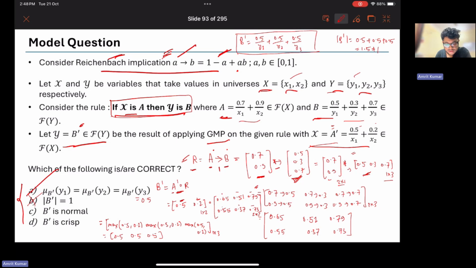So B is incorrect. Is B dash normal? Of course not, because it does not attain the membership value 1. And is B dash crisp? It's definitely not crisp because all the membership values strictly lie between 0 and 1. And for a fuzzy set to be a crisp set, the membership values that it attains should either be 0 or 1. So this is also incorrect. So B, C, and D options are incorrect, and only option A is correct.